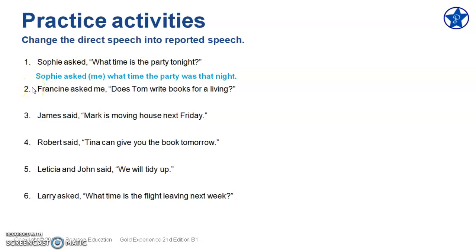Francine asked me, "Does Tom write books for a living?" Francine asked me, and this is a yes or no question, so we need if or whether. If Tom, this is present simple, right? So we need past simple, wrote books for a living. Francine asked me if Tom wrote books for a living.